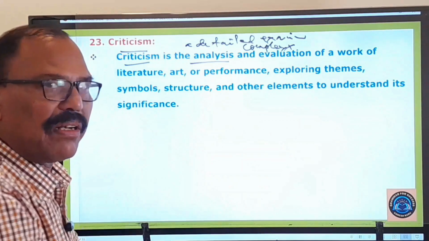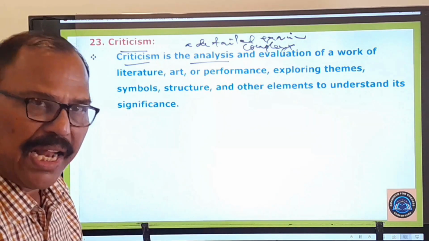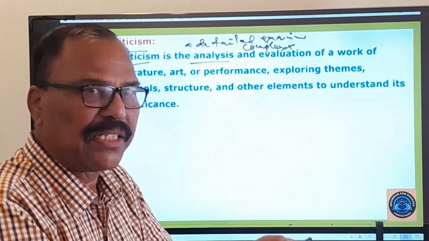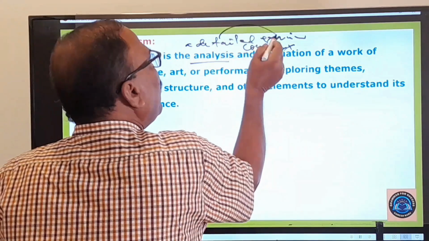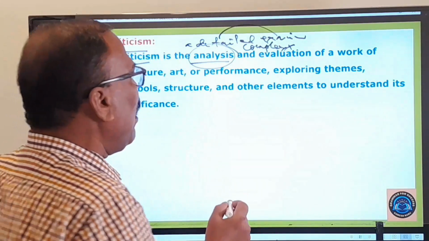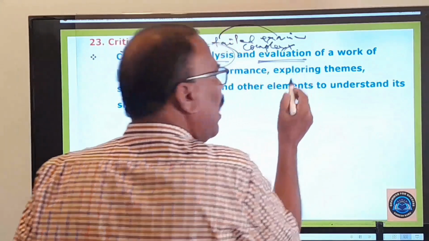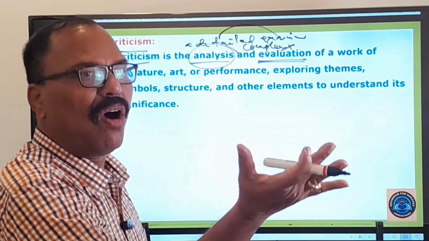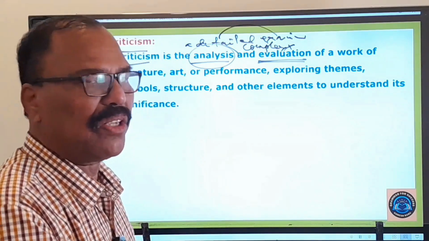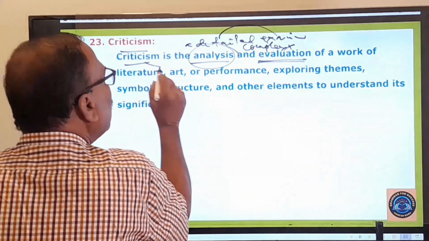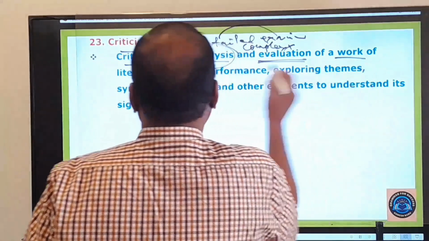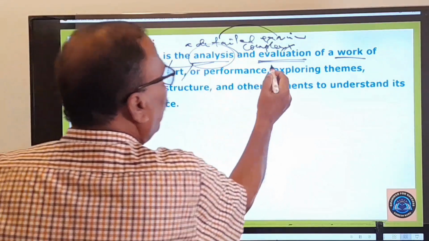Complex means very difficult thing to understand. So in order to understand something which is very complex, a detailed examination will be done. That itself is called analysis. You know that very well. And evaluation is there. Evaluation means estimation or wise judgment or assessment, whatever you can call it. So criticism is nothing but the analysis and evaluation of a work of literature, art, performance.